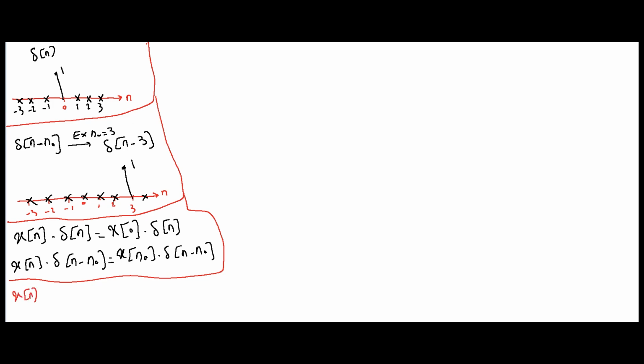The next property is that the convolution of any signal with the unit impulse results in the same signal. Also, the convolution of any signal with a shifted unit impulse gives the same signal but shifted by the same amount.